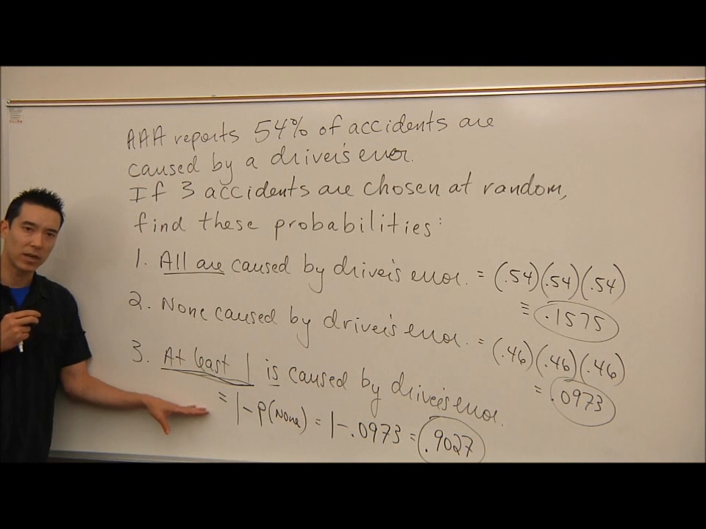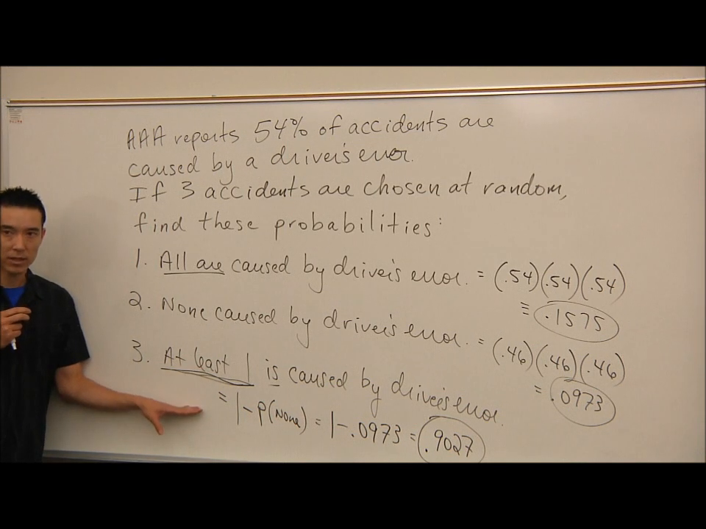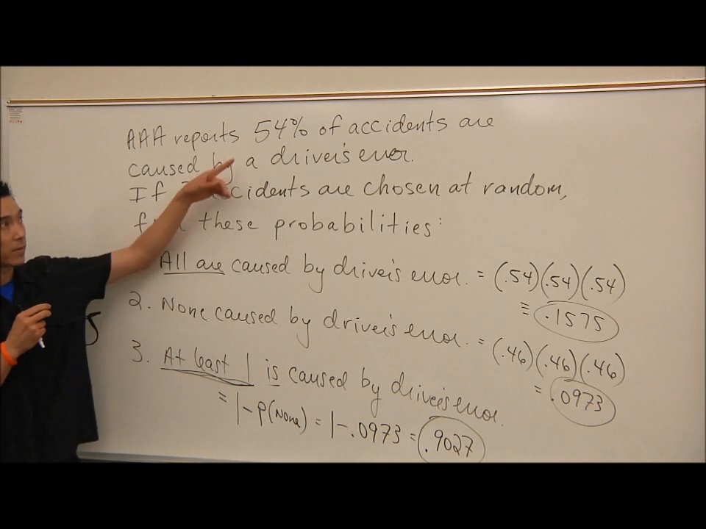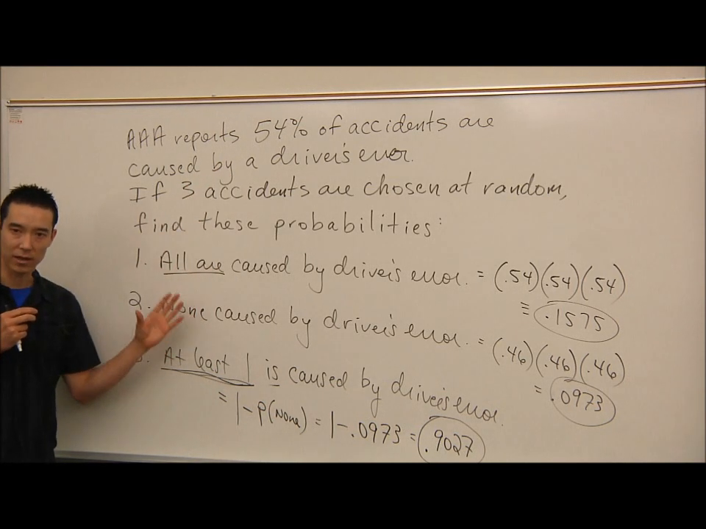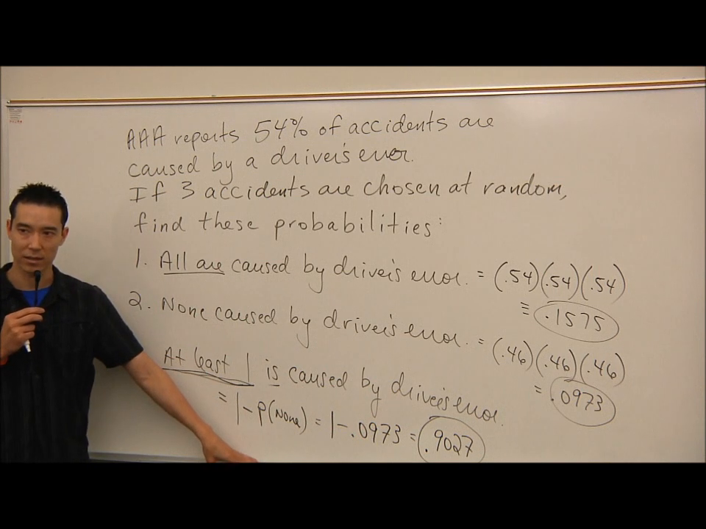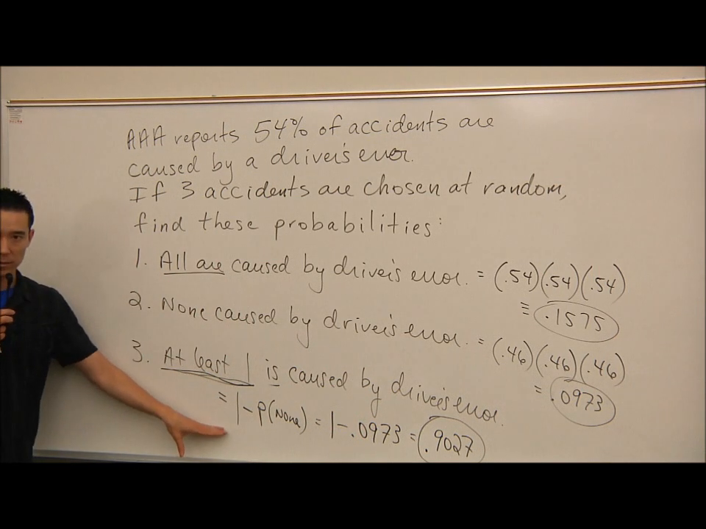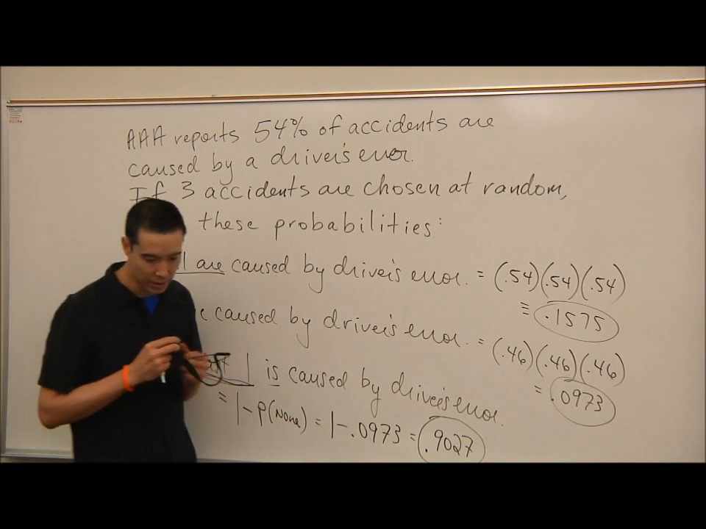I can't do at least one, but I can do none. At least one is one minus the probability of none. Well, what's the probability of none? Well, if it happens, it's 54. So not happening is 46, right? Three times, and then one minus that. Okay? So it's a difficult problem. We baby step through it, but you're going to have to be able to do it without doing your own baby step. All right, let's try another one.